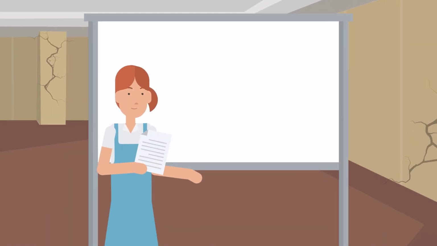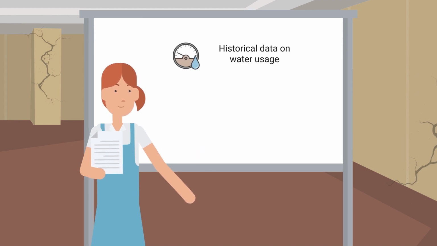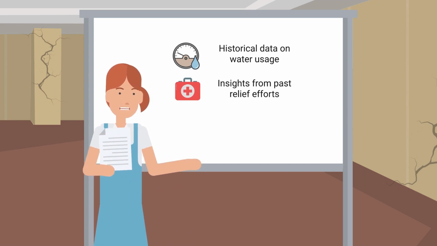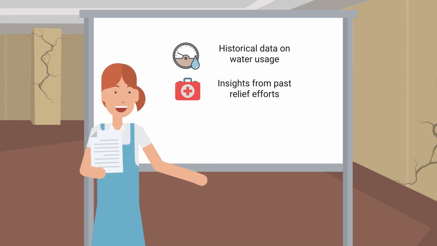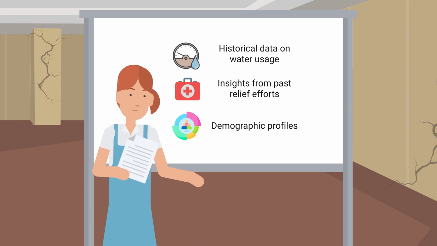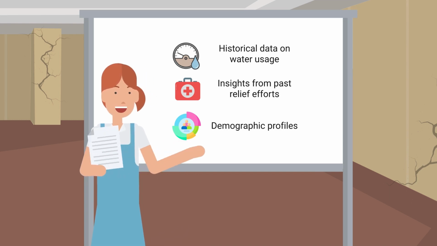The team identifies the data required for the project, which includes historical data on water usage to estimate immediate water needs, insights from past relief efforts to inform strategies for efficient resource allocation, demographic profiles of affected project participants to tailor WASH interventions to suit the unique requirements of different communities.